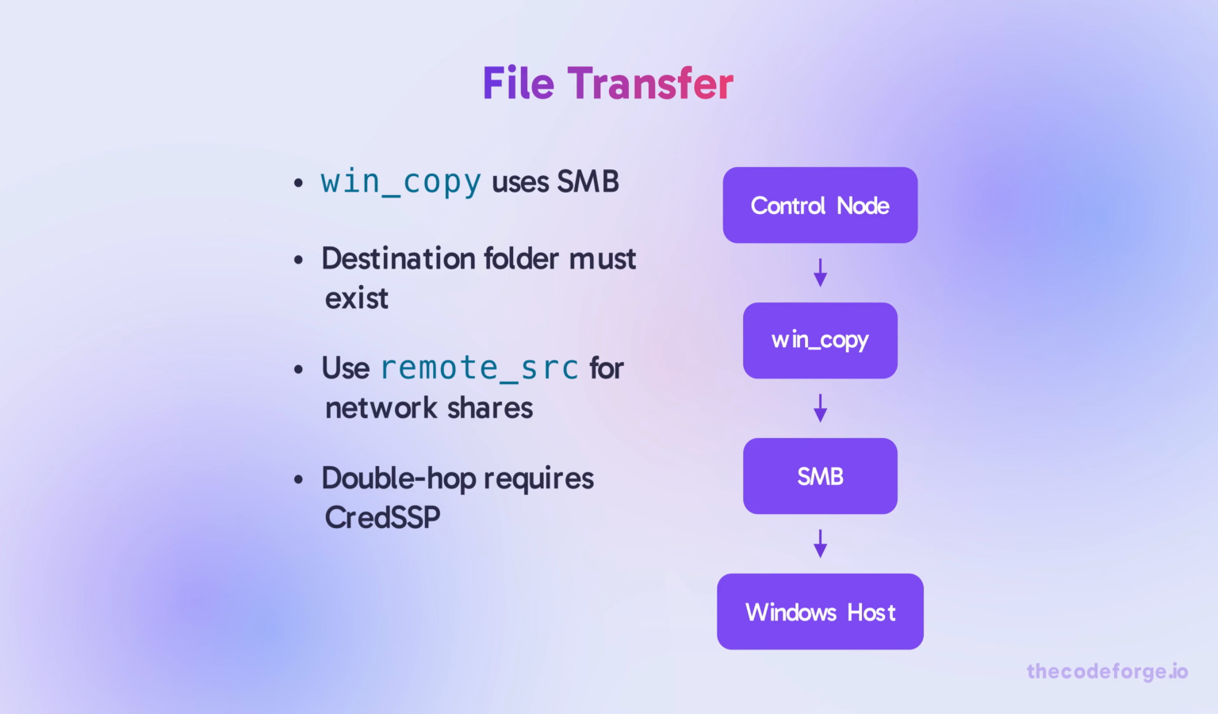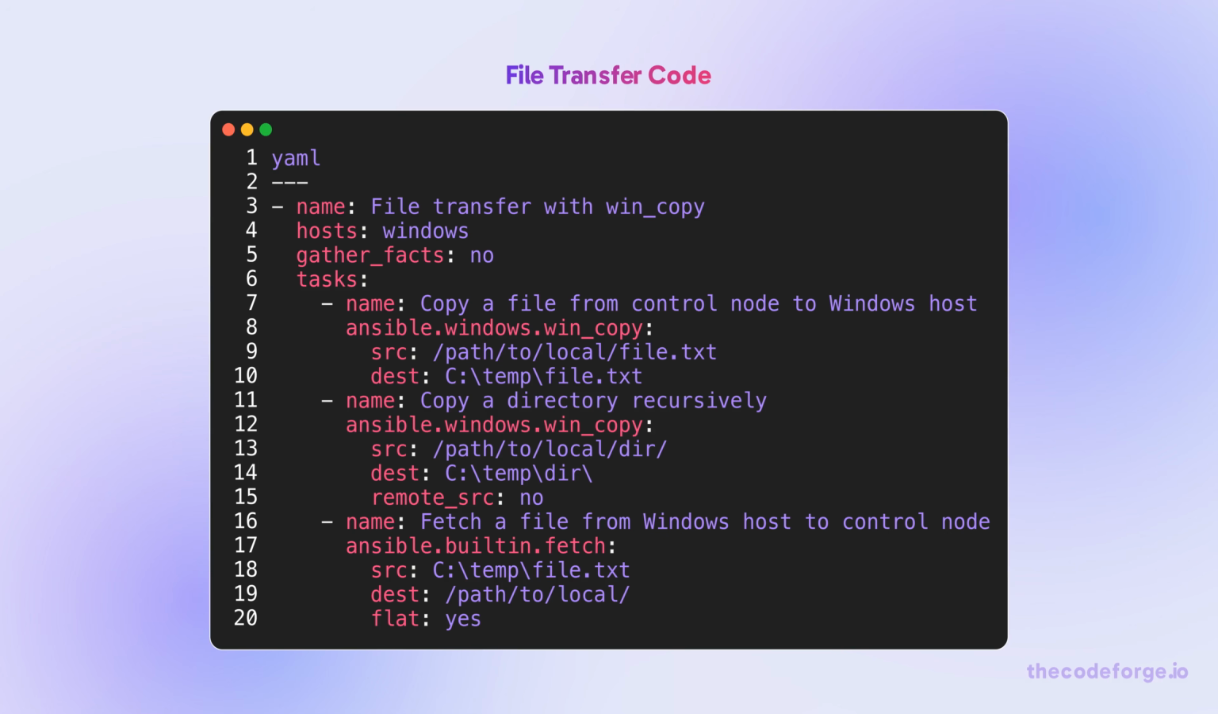The win_copy module copies files from the control node to the Windows host via SMB. For network shares, set remote_src. Yes, but remember the double hop problem. Use CredSSP or copy locally first. This playbook shows copying a file and directory to the Windows host and fetching a file back to the control node using the fetch module.